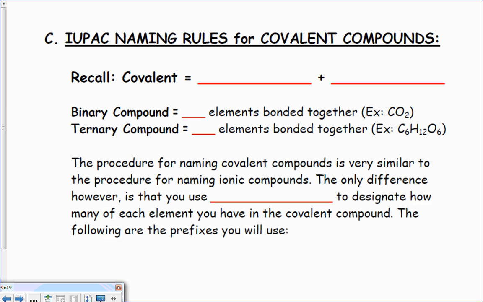Rules for naming covalents. We got to remember that, of course, a covalent is two nonmetals, a nonmetal and a nonmetal. Okay, this is where we get some extra terms. A binary compound is two elements. A ternary compound is three elements.